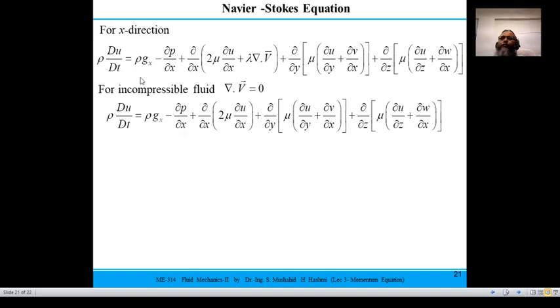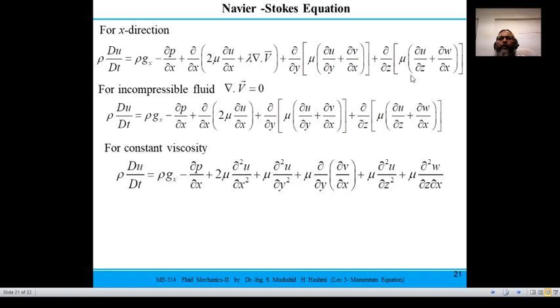We take an assumption here for incompressible fluid. Incompressible fluid means the divergence of the velocity is zero. We have already seen in our continuity equation lecture, the second lecture, that for constant density fluids, the divergence of velocity is zero. So this term, we get rid of. So we are only left with this term in tau xx, and the rest remain the same.